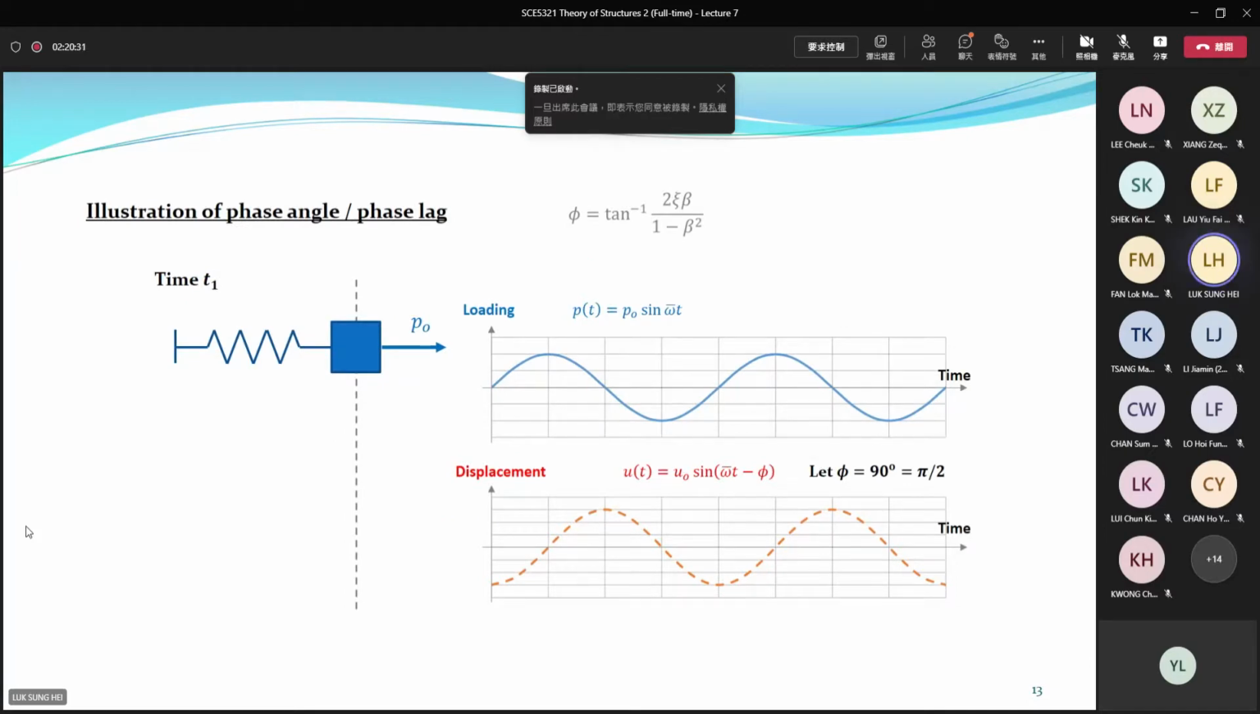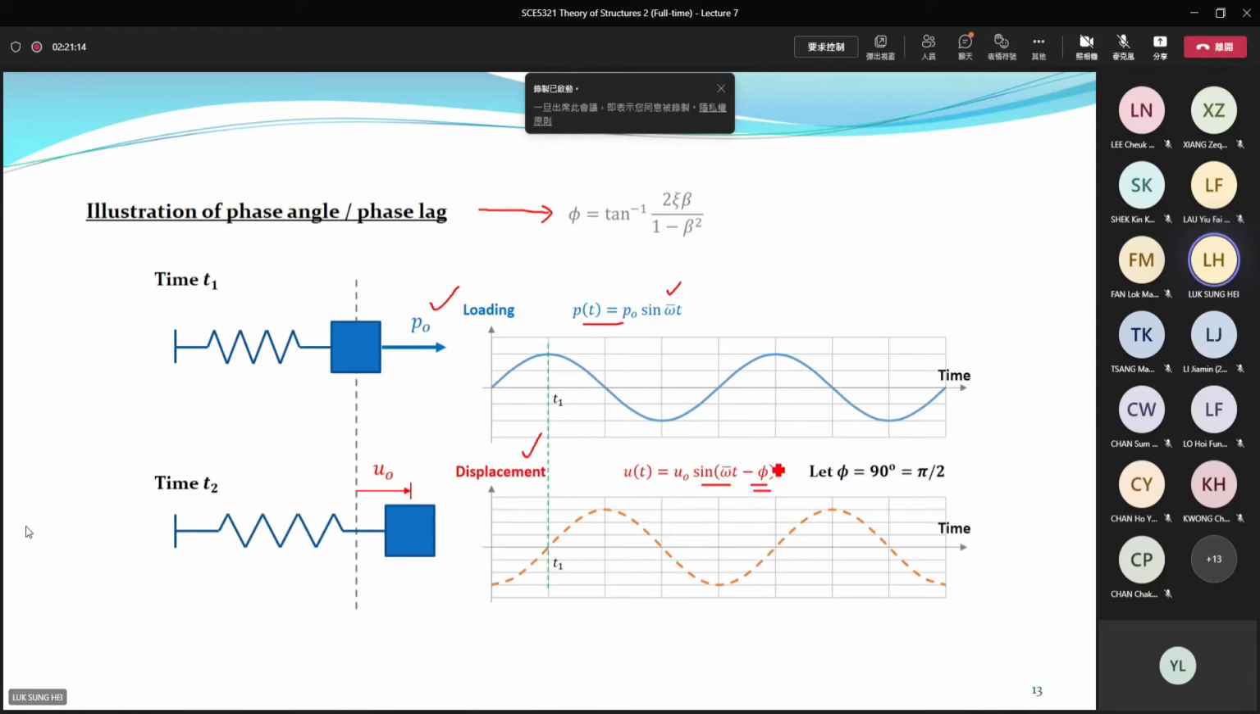On the next slide, page 13, I use another simple example to illustrate what is the so-called phase angle, phase lag, which is calculated using this formula. Suppose we have a spring mass system again under a sinusoidal force. The loading is a sine force, oscillating with frequency omega bar. The displacement of the corresponding system, we know the expressions and give you the formula. Displacement is also a sine function, but there is one phase angle phi inside the sine function.